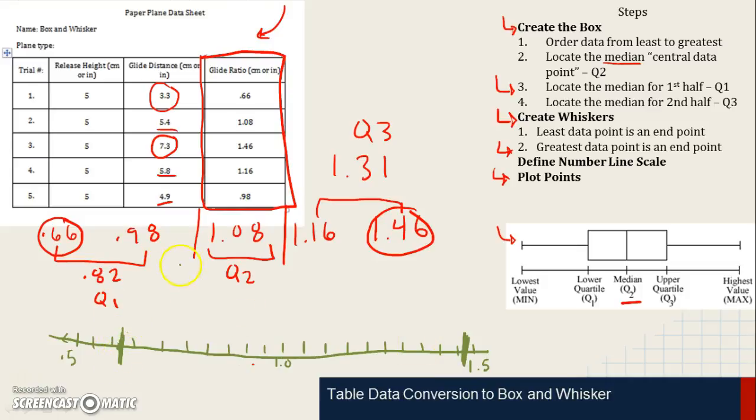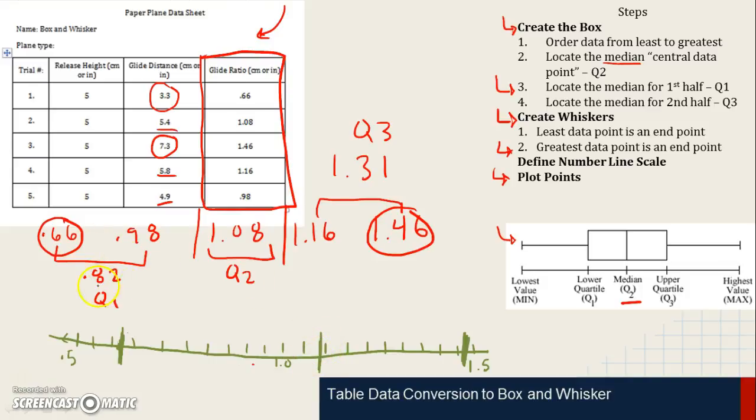And now we're going to plot the median, Q2. And Q2 is 1.08. So we know this is 1, this is 1.05, and this is 1.1, so it's a little bit closer to 1.1. So we'll make that point about right here.